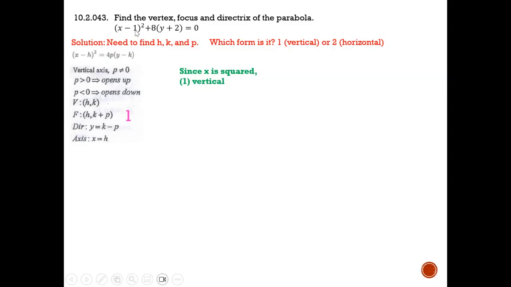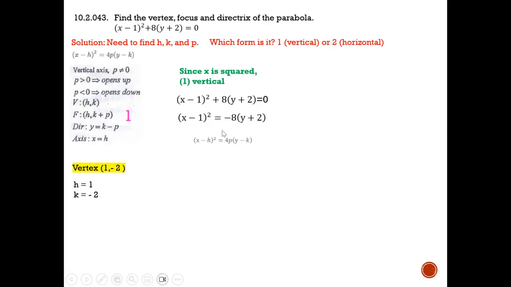So guys, the vertex is (h, k). So my vertex will be (1, -2). So I already got my h and my k. Now to find p, we use the formula. First of all, because the y has to go to the right side, we subtract y from both sides. So it's going to give us (x - 1) squared equals -8(y + 2). Now from the formula, we know that to find p, 4p must equal -8. We divide both sides by 4, so p equals -2. So I got my p.